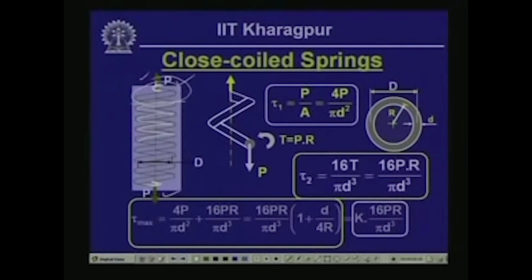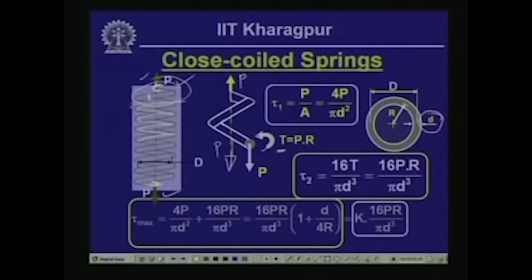Now, if we look into one of such coils where we have the load P acting on the member, this is the load P. If we transfer that load to the section of the member, this P gets transferred along with a moment, and this particular moment here is a twisting moment T. In this coil, we have one wire which has a diameter d.